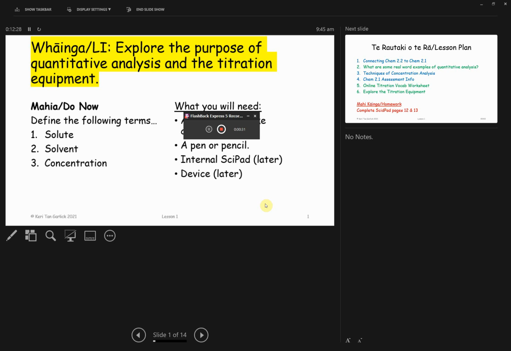For your do now, that was just a refresher on some of these terms, and it's going to tie into what we're going to be doing for this topic: solute, solvent, and concentration. Solute is the solid substance or maybe a liquid that you're mixing into something. The way I like to remember is that you're soluting as you're jumping into the pool. Say, for example, salt that you add to water.